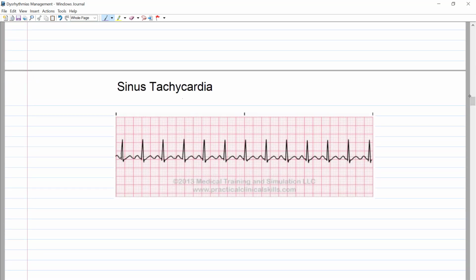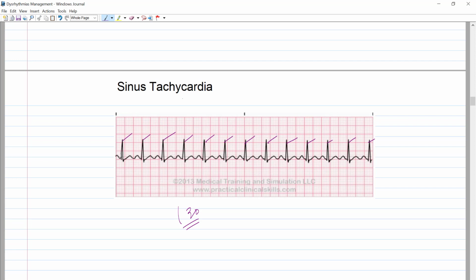Okay? So now the next dysrhythmia that we'll talk about is sinus tachycardia. And sinus tachycardia means that the heart rate is more than 100 beats per minute. So when you count this 6-second EKG strip, there's 1, 2, 3, 4, 5, 6, 7, 8, 9, 10, 11, 12, 13. So this is 130 beats per minute. Is it regular or irregular? When you look at every R-to-R interval, I believe this is regular.